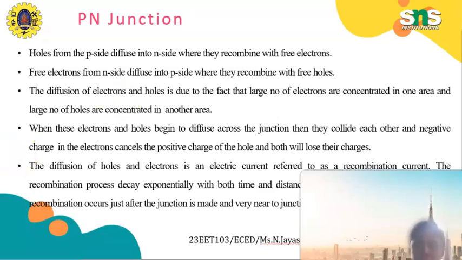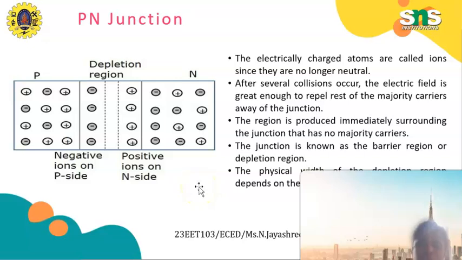Next one, P-type is represented by the plus symbol and N-type by the minus symbol. The electrically charged atoms are called ions since they are no longer neutral. After several collisions, the electric field is great enough to repel the rest of the majority carriers away from the junction. The region produced immediately surrounding the junction has no majority carriers. It is also known as the barrier region or depletion region. The physical width of the depletion region depends on the doping level.